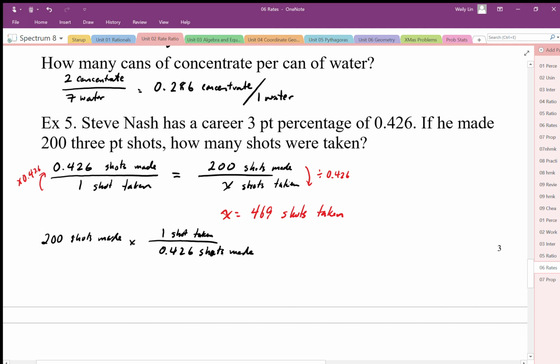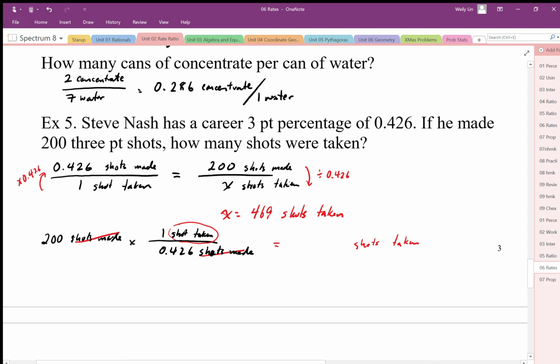And the reason why I orient it this way, for one thing, it gives us the divide, which we want, but also it allows us to cancel out these units, because the end units we want are shots taken. Okay, that's what our answer is. We want to end up with shots taken. So we want to get rid of these units and be left with the shots taken units. Okay, this is called unit analysis, and it follows our times and divide strategy. Times on top, divide on bottom. Notice that to find the solution here, we needed to divide. Notice this naturally positions the 0.426 in the denominator to divide.